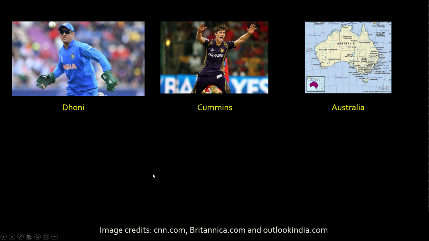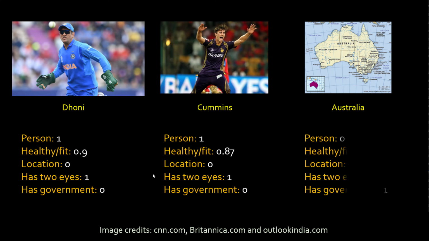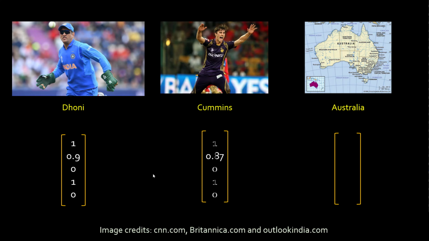In the last session, we saw how you can represent words using vectors like this, which can represent the meaning of a word meaningfully. For example, here I have two cricket players, Dhoni and Cummins, and one of the ways to represent the word vector is by using features such as person, healthy, fit, location, and so on. When you do that, you find the vectors for Dhoni and Cummins, who are cricket players, look quite similar. You see 1, 1, 0.9, 0.87, and so on.